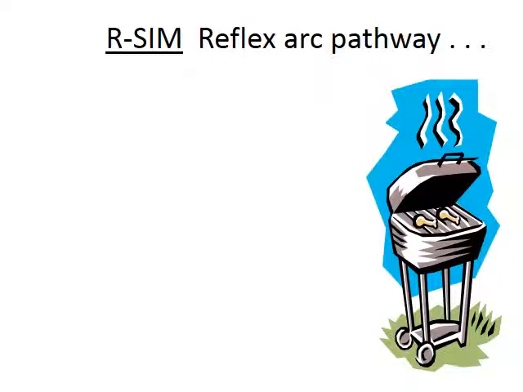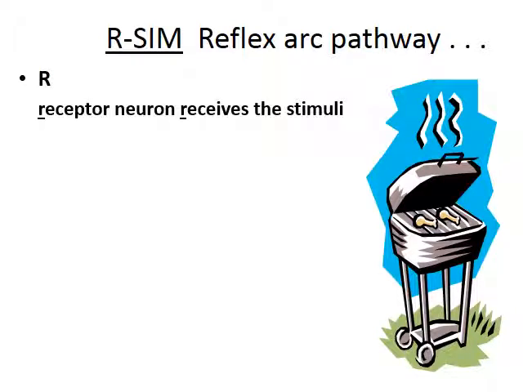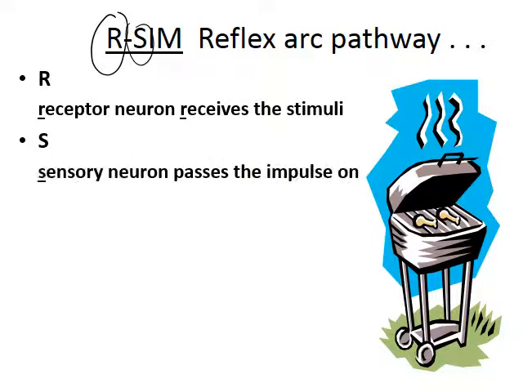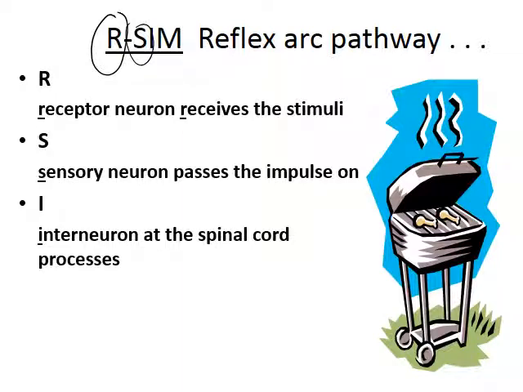R SIM reflex arc pathway. First we have R, which is the receptor neuron, they receive the stimulus. Second, S, which is the sensory neuron, they pass the impulse on. I, it's called the interneuron between the sensory and the motor, and the spinal cord processes. And finally we have the M, which is the motor neuron which has to act. It is the R SIM reflex.